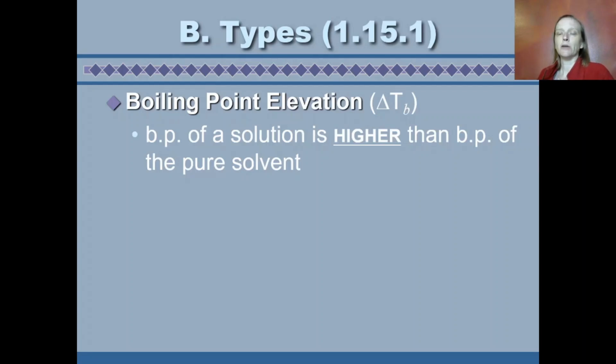On the other end of the spectrum, when we're talking about boiling point, solutes do the opposite to boiling points. They raise the boiling points. So if you add salt to water before boiling the water to make spaghetti or something like that, then you are actually slightly increasing the boiling temperature of water.